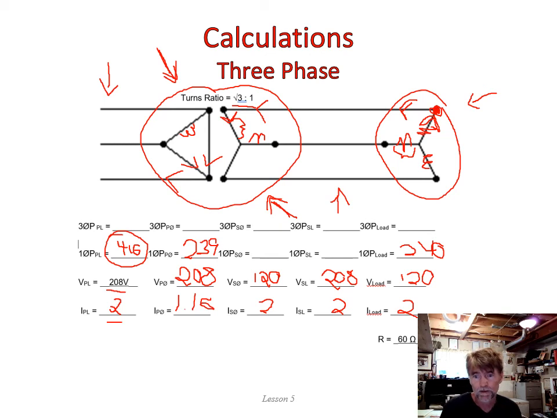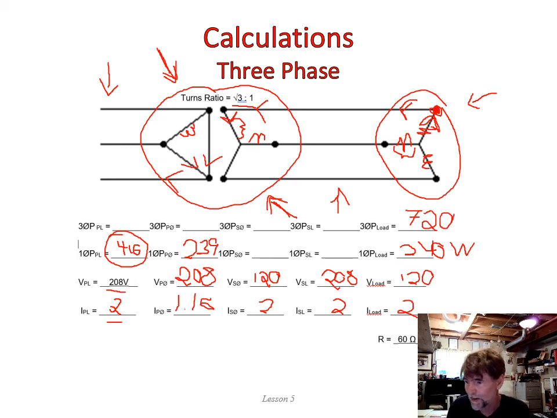Now how do we find the three-phase values? Well, it's simply 3 times. If we found 240 watts to be the single-phase power, three-phase power is simply 3 times that. So that's 2, 4, 6, 720 watts to be our three-phase power.